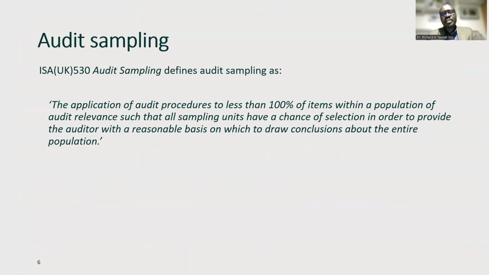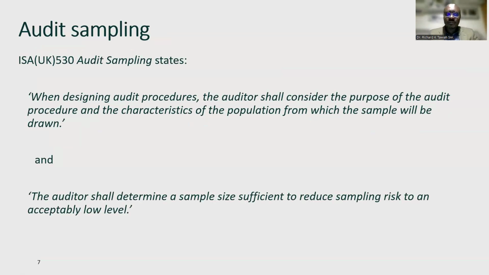ISA 530 on audit sampling tells us that we can't audit everything. Audit sampling is the application of audit procedures to less than 100% of the items within a population of audit relevance, such that all sampling units have a chance of being selected, in order to provide the auditor with a reasonable basis on which to draw conclusions about the entire population. Any sample you select should be representative of the population.